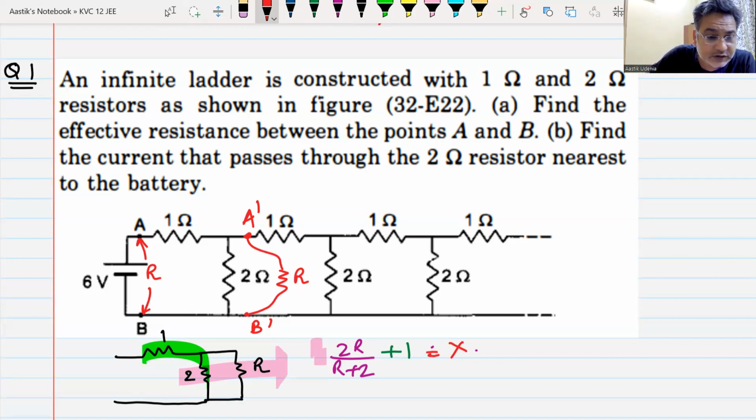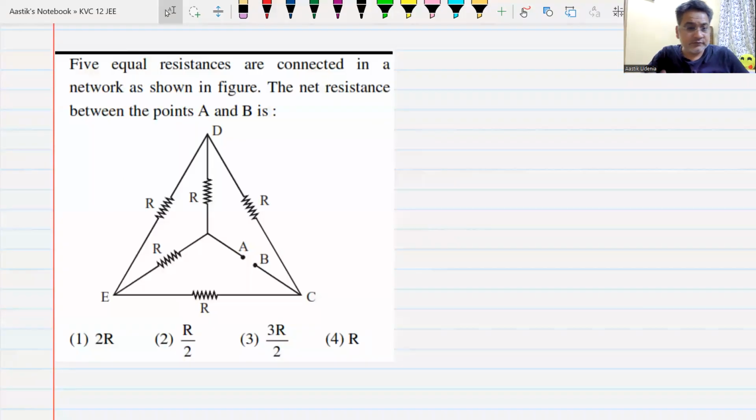Okay. Now these are the problems that we have done, and I'll show you the problems that have come in the previous 2 years. So this is the one that has come in the year 2021 or 22. I don't know the year because the year is not there. 5 equal resistors are connected in the network as shown in the figure. The net resistance between point A and B is?